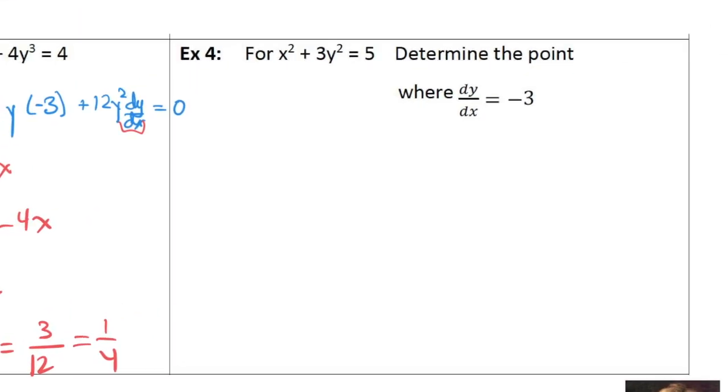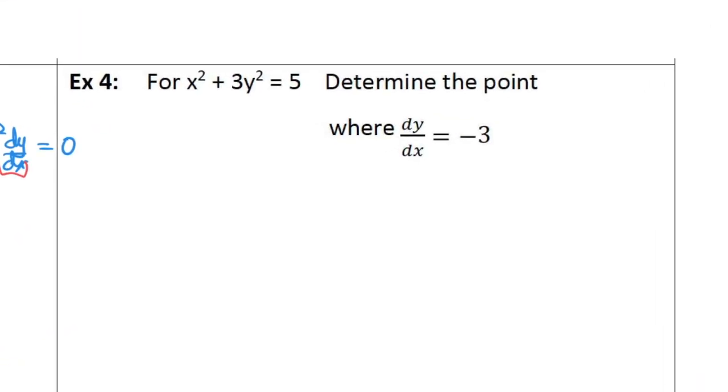So let's take a look at example 4. We first want to know, where does dy/dx equal negative 3? So before we can figure that out, let's find the derivative. We get 2x plus 6y dy/dx equals 5. No, wait, that's a rookie error. I knew you would catch that. It's not 5. The derivative of 5 is 0. So that's a very common error. Keep an eye out for that.